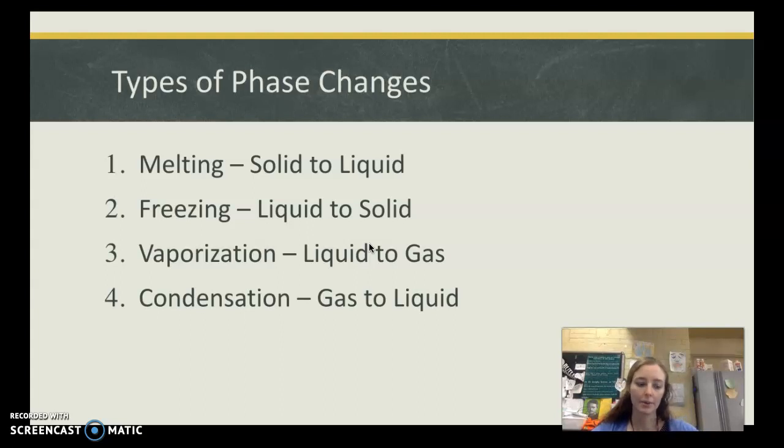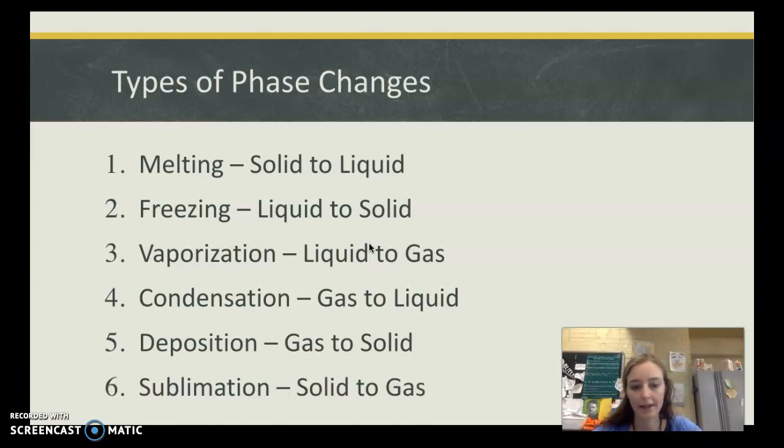Condensation is when we go from a gas to a liquid, so that's why on a hot day your water might have condensation around it, and we're going from a gas around us to a liquid on the side of your water bottle. Then deposition is gas to a solid, and we'll talk about some examples next class. And then sublimation is solid to a gas, so dry ice is a great example of sublimation.